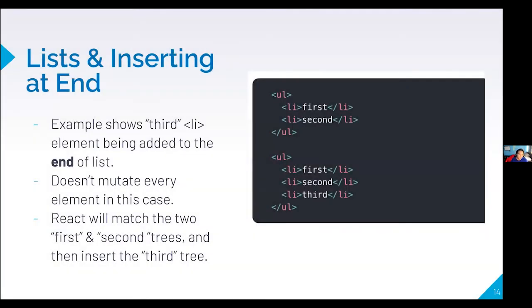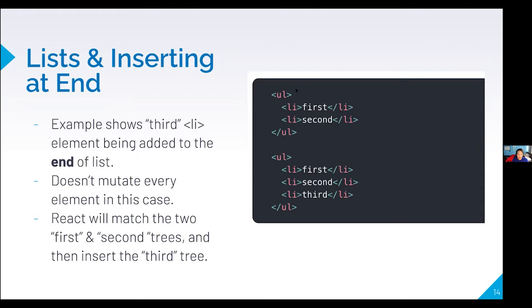So, list, and then starting at the end. I know this is pretty text heavy on the left, but I'll do my best to explain it. This example list shows this element, third, being added to the end of the list. So pretend these are the same list, but I'm appending this third li, okay?